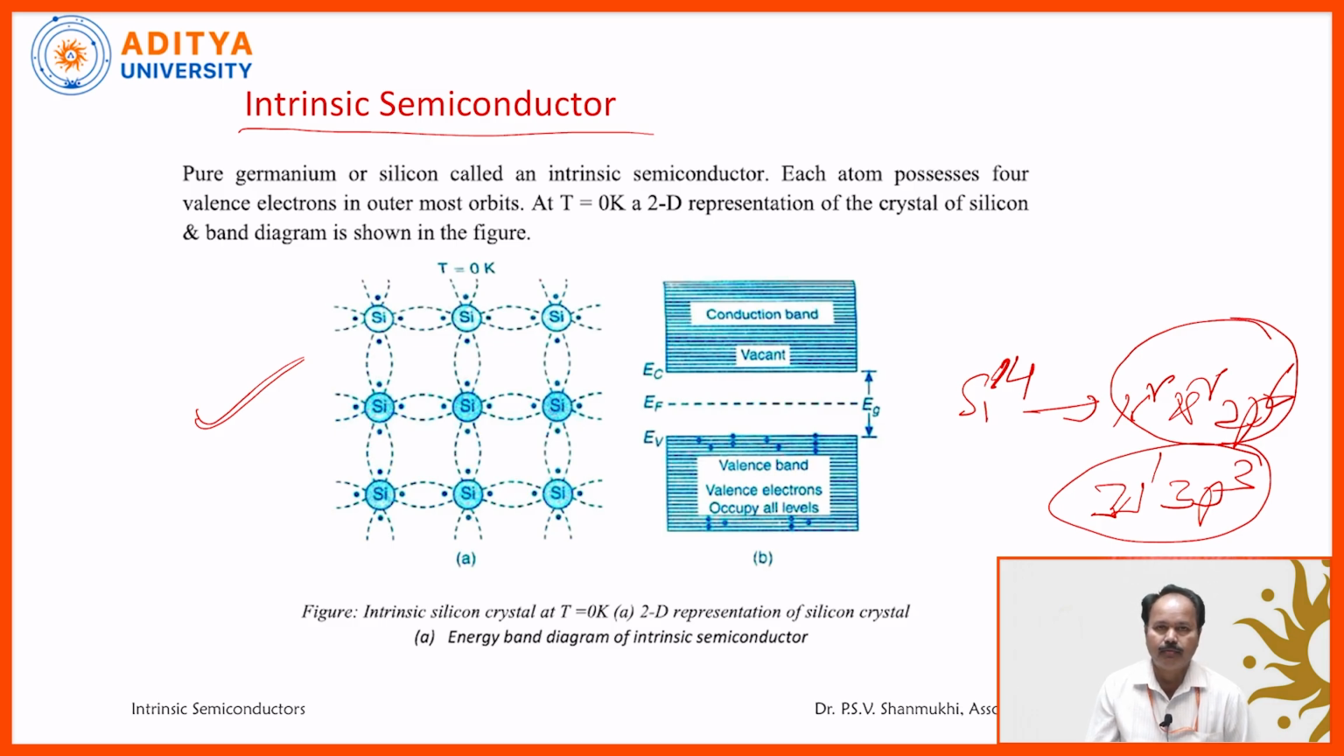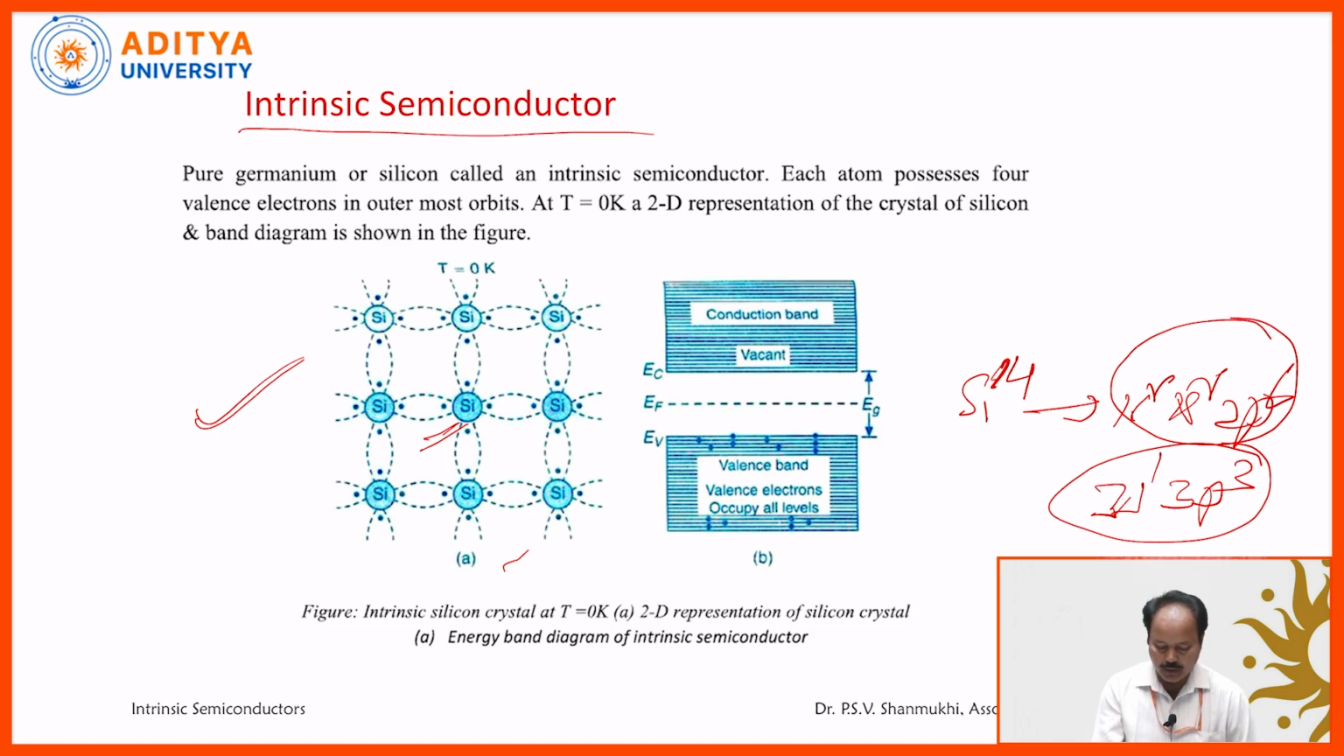These 4 electrons will form 4 covalent bonds with the neighboring silicon atoms. Observe, each silicon atom contains 4 valence electrons, forming 4 covalent bonds with the neighboring silicon atoms. So this figure A represents the crystal structure of silicon. In the same way, in germanium also, each atom contains 4 valence electrons participating in 4 covalent bonds. That's why there are no free electrons in the silicon crystal.